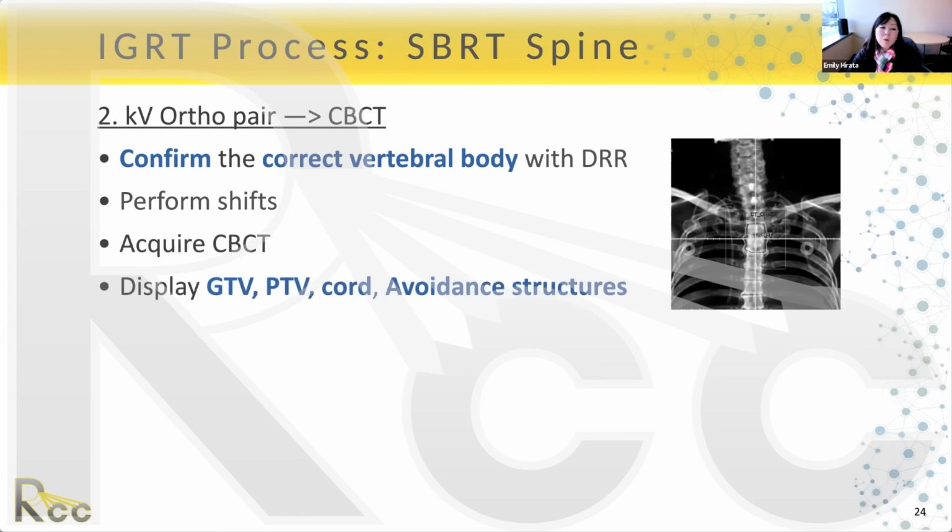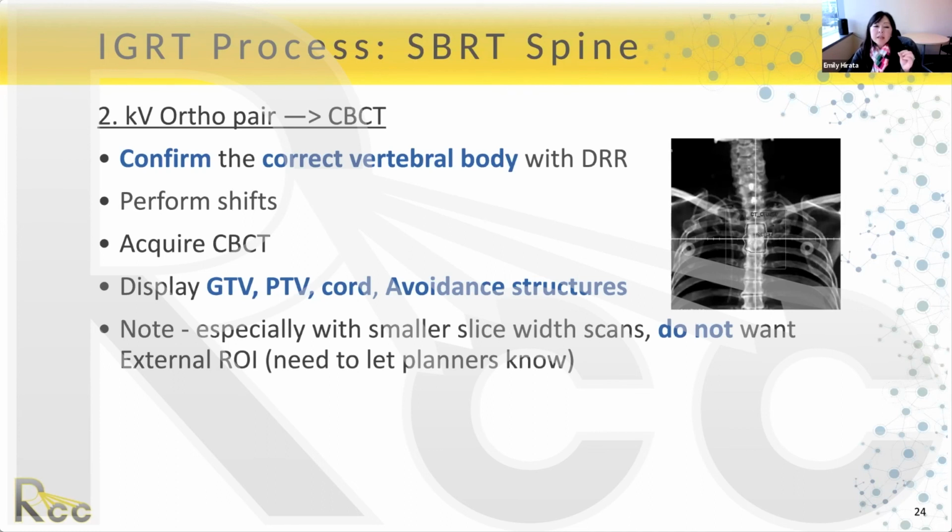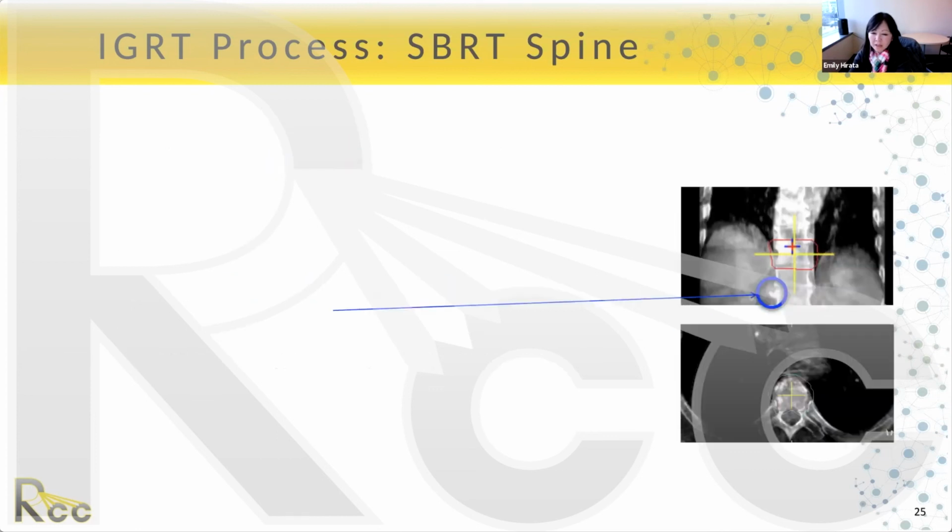Okay. Then acquire your cone beam. Then turn on your GTV, your PTV, your cord, and any other avoidance structures that are in that area. Note that, especially because we're scanning with such small slice widths, 1 to 1.5 millimeter slices, you do not want to send over your external contour. It'll really, really bog down the system. So just a note of practicality there in terms of doing these at the machine.